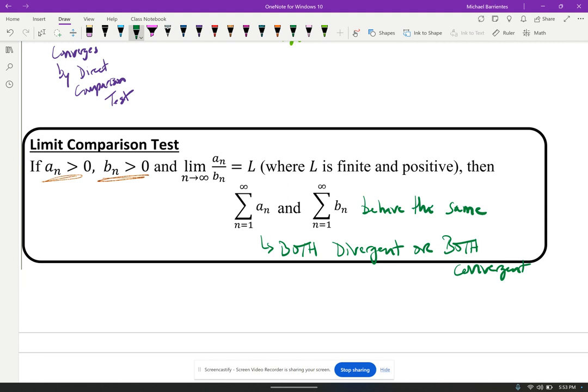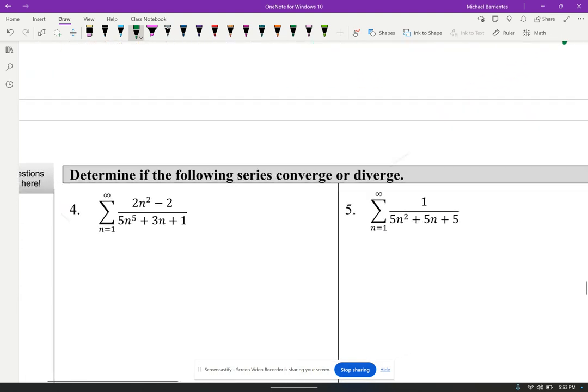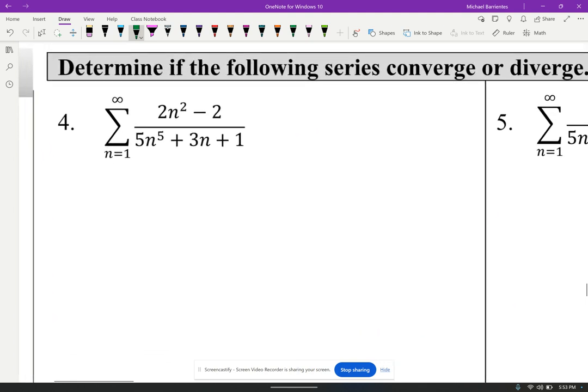So I still have to look for a buddy series. So for all comparison tests, I need a series to compare it to. I need that secondary buddy series to compare it to. This is saying take the limit of the nth terms, and if you have a finite positive value, then if you knew what the buddy series was going to do, the original series is going to do the same thing. And that certainly helps with situations like number 4.